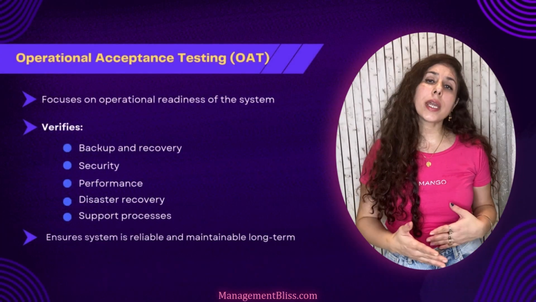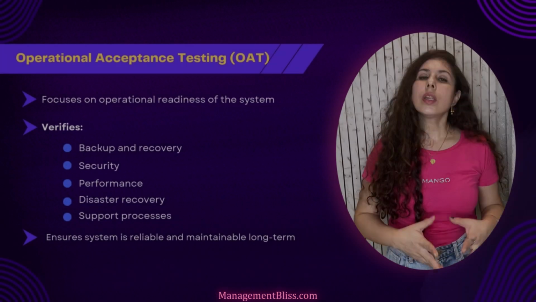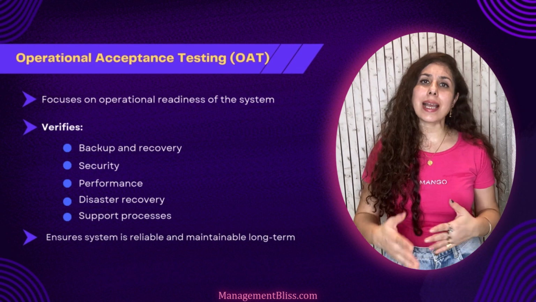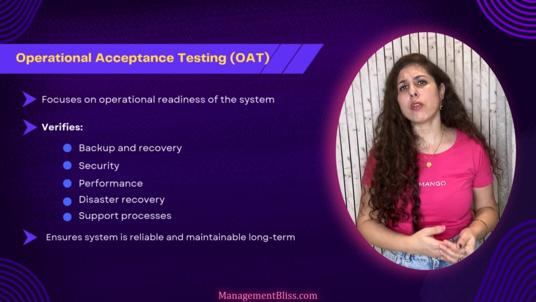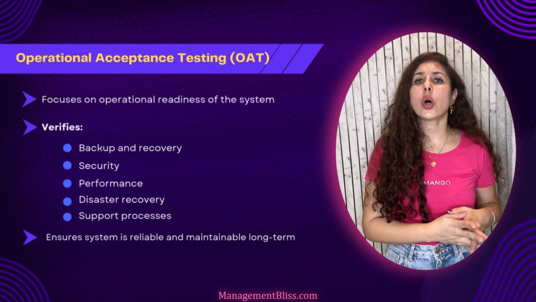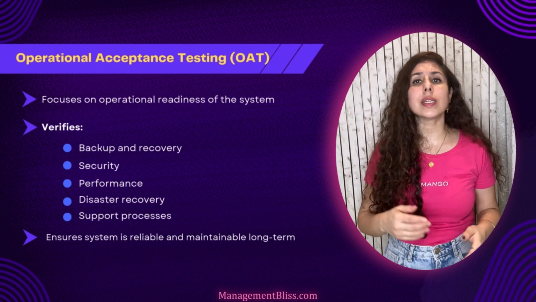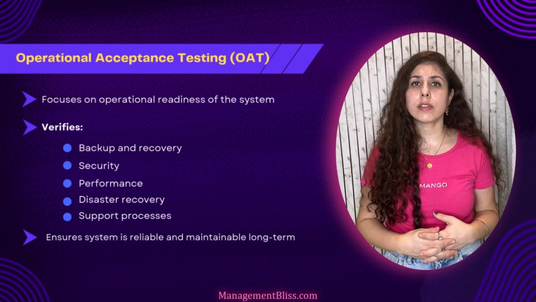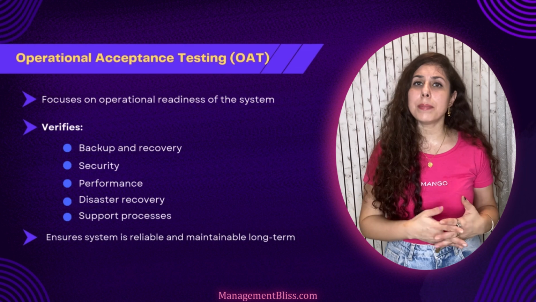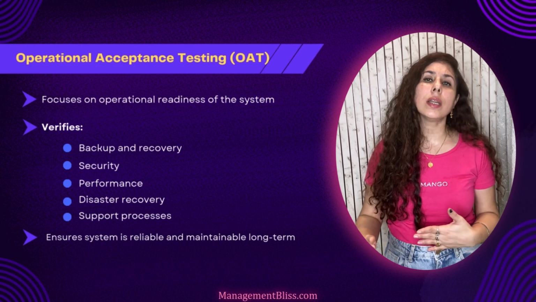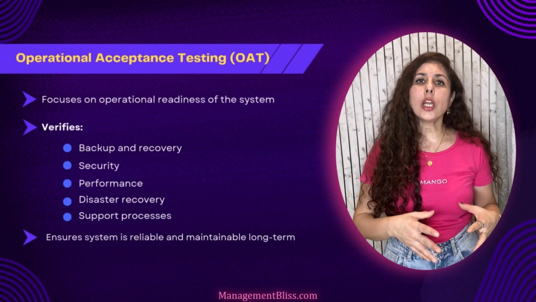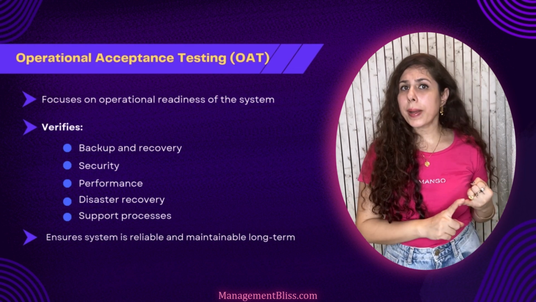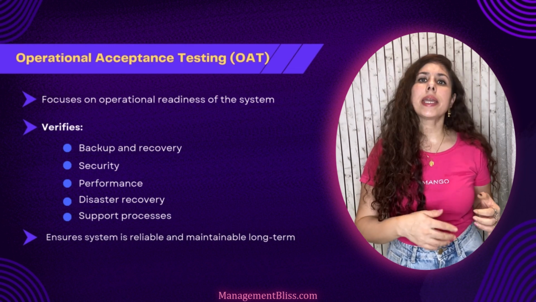Next is operational acceptance testing. Now, what is operational acceptance testing? Operational acceptance testing is the final type of acceptance testing to make sure that the system is ready to be used in the real world. It focuses on the operational aspects of the software, like whether it can be properly managed, supported, and maintained once it goes live.